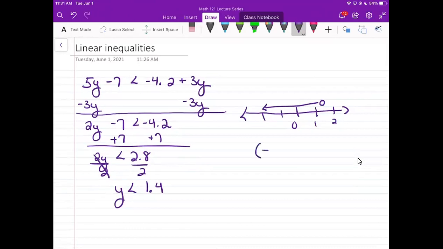But remember, we're going to go from negative infinity up to positive 1.4, and we'll use a parenthesis, not a bracket, because the bracket would have been used had it included the number 1.4. As you can see, this is very similar to what we would do if we were solving a linear equation.